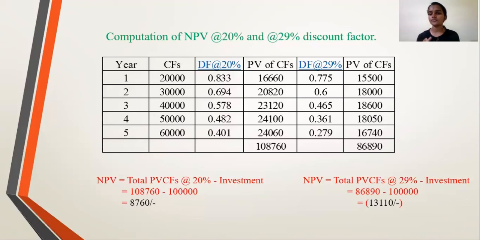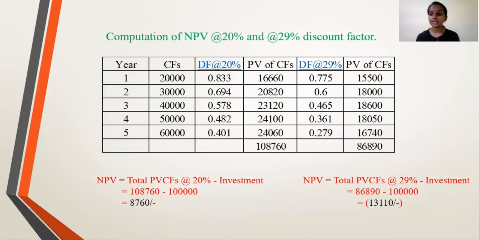The same way you do it for 29%. So here how does the discount factor go? 1 divided by 1 plus 0.29, because the discount factor is 29. So that is how you calculate the discount factors. And the same way 20,000 into 0.775, which is equal to 15,500. The same way 30,000 into 0.600, that is the discount factor, so that is why it is 0.6. So that is how you calculate the PV, present value of cash flows. So you got the present value of cash flows for 20% and for 29%.